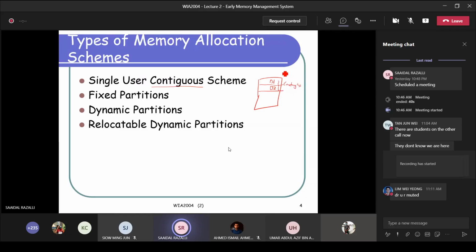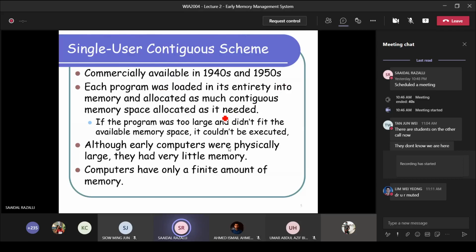Just to give you some terms for you to understand some OS terms. So single user contiguous schemes. This is basically a serial one, from the commercial level in the 1940s and 50s. Very old technology, but this is the most fundamental that you can get. Each program was loaded in its entirety into memory and allocated as much contiguous memory space as it needed. So if the program was too large and didn't fit the available memory space, it couldn't be executed.